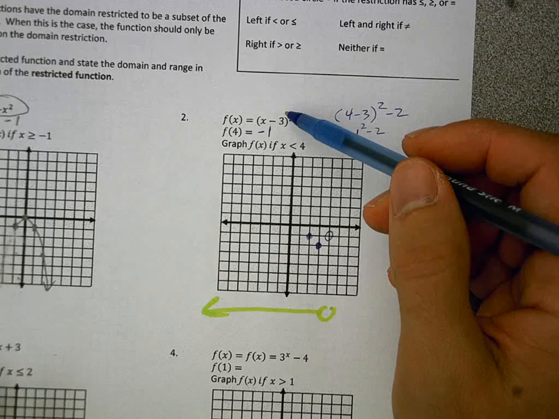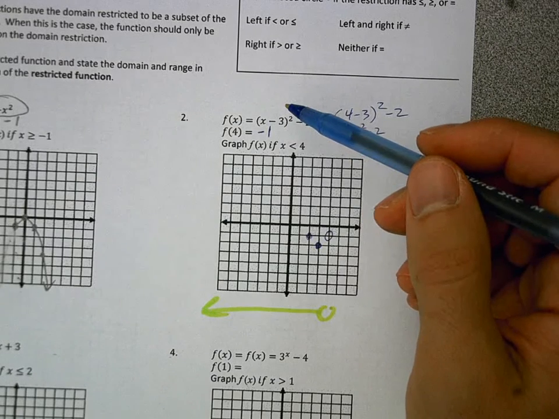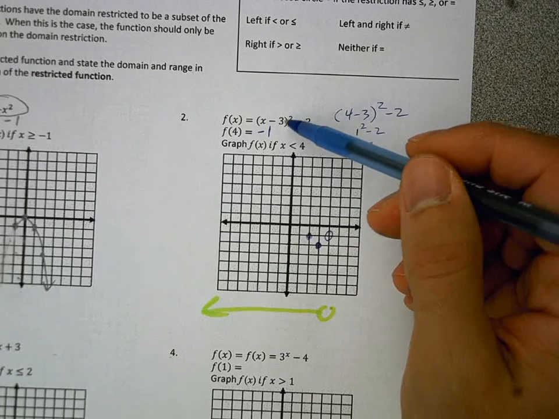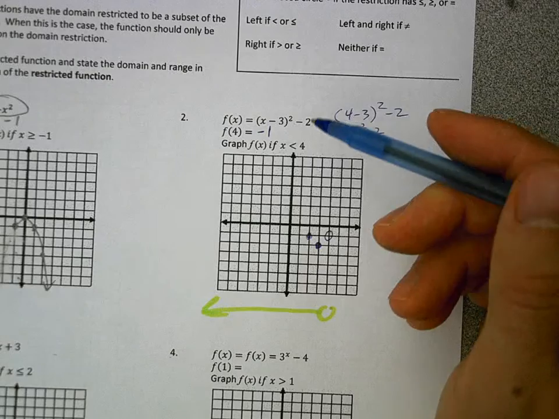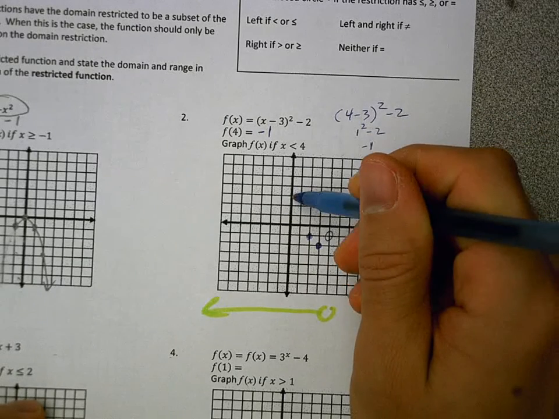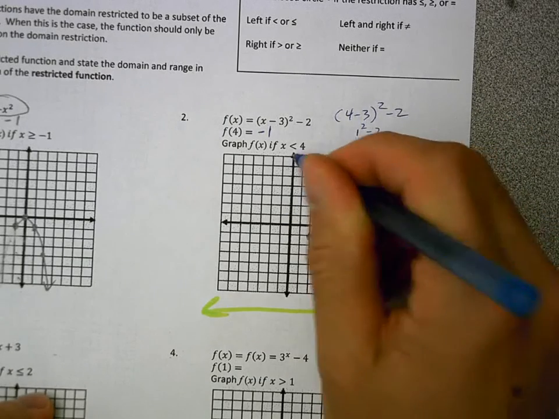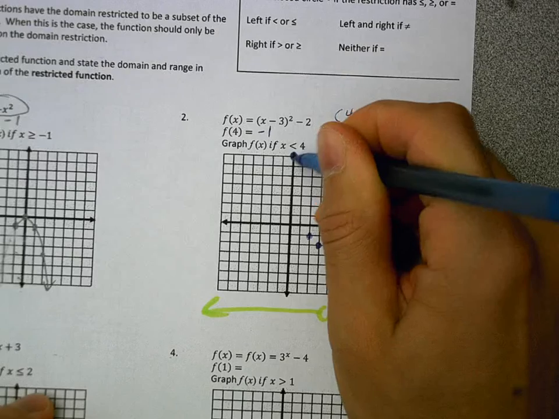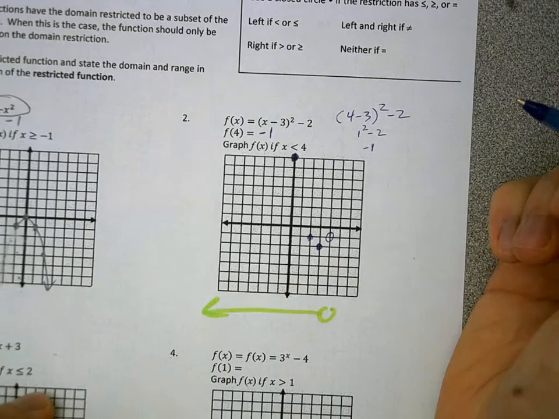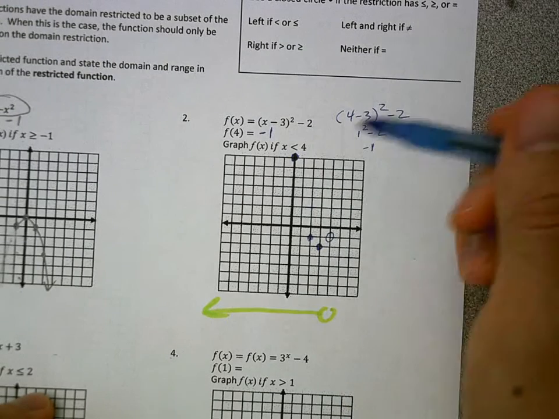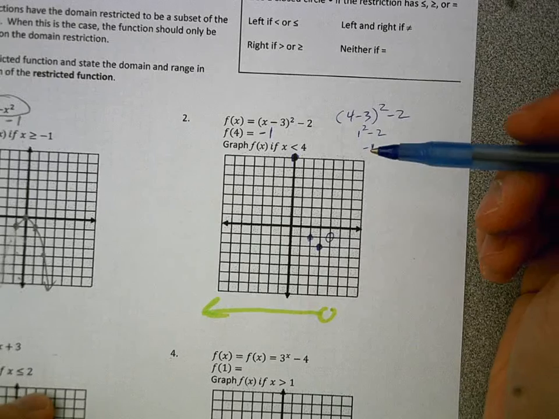0 minus 3 is -3. -3 squared is 9. 9 minus 2 would be 7. Does that fit on my graph? 1, 2, 3, 4, 5, 6. Oh, just barely. So there is 0, 7. And again, if you wanted to, you could plug in 1 and get that point as well.